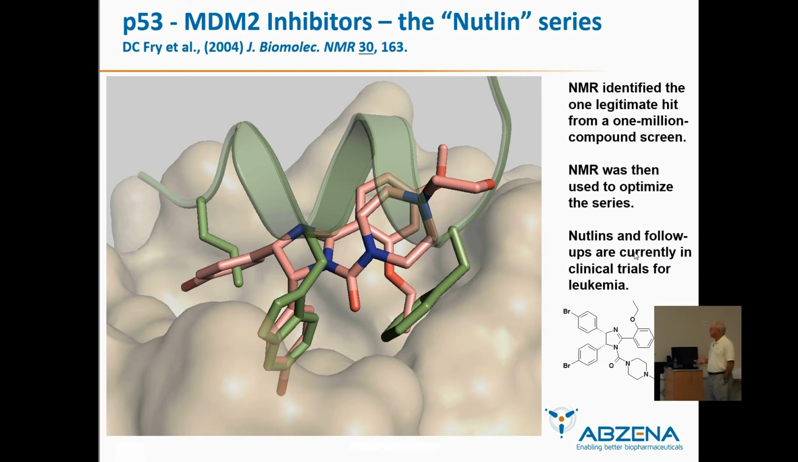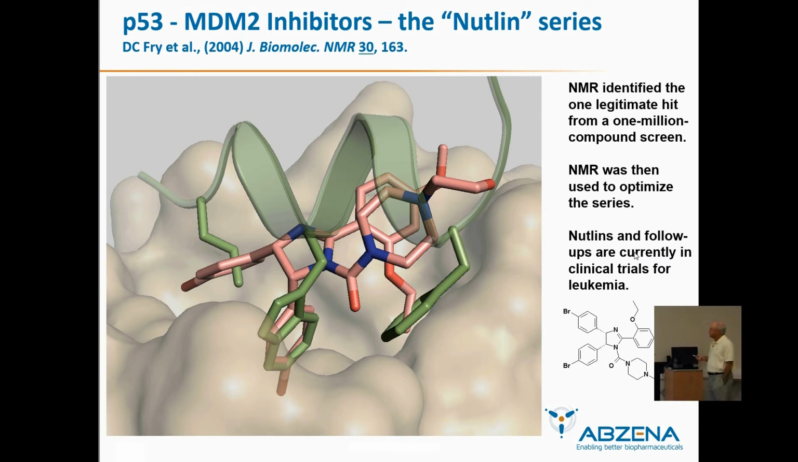These are now super potent small molecule inhibitors of p53-MDM2, and they are actually still in clinical trials for leukemia. So the Nutlins, and then we have second and third generation follow-up scaffolds, which are still chugging along in clinical trials. So NMR was a critical technique to sort of discover the leads and then optimize the leads for the series. And just sort of quickly to look at the binding strategy.